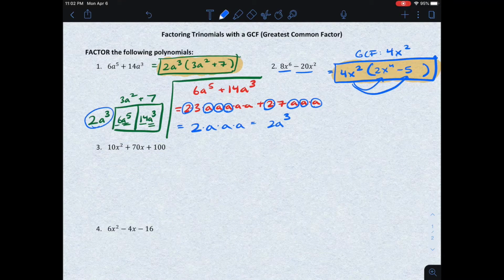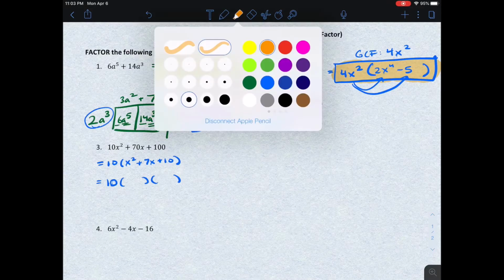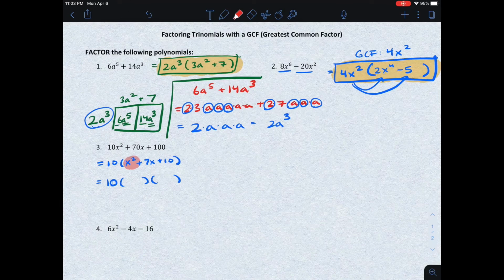And we'll see how this makes the problem so much easier to factor in the end. So we said the GCF was 10, right? If you carefully factor out the GCF, you should end up with x squared plus 7x plus 10. Now from there, I know that when I factor this further, I'm going to have 10 times, and I need to fill out what those other factors are. So at this point, what we're going to be focusing on is factoring x squared plus 7x plus 10. So let me put that right here, and we're going to focus on factoring that.